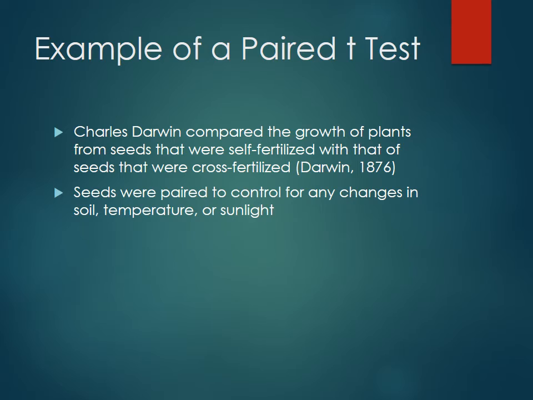And one of the ways he was able to control for some of these confounders is that he made sure the seeds were paired and controlled for changes in soil, temperature, and sunlight. So he kept those factors the same between the plants to see if the fertilization method caused any changes in the actual length of the plants.